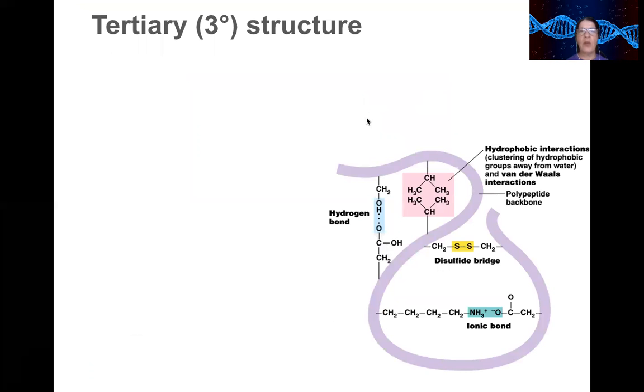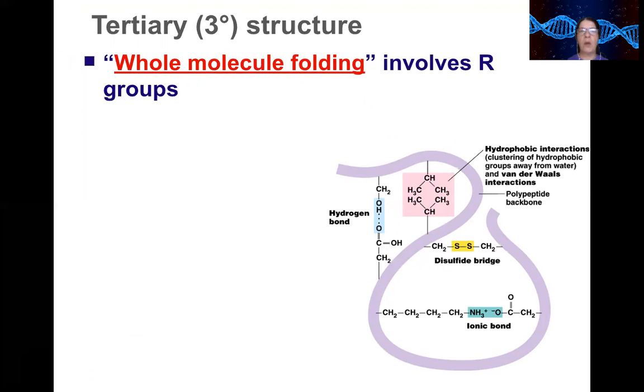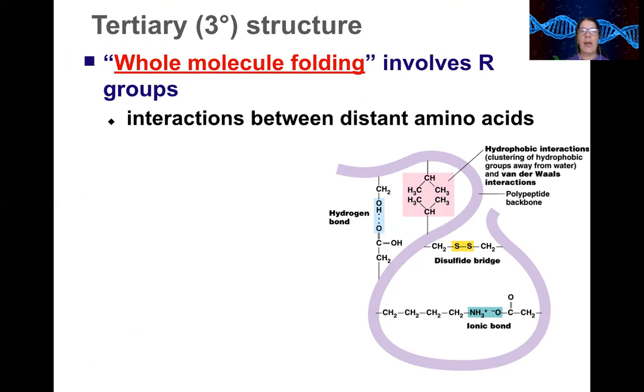Now, when we talk about the whole protein, we're talking about the 3D structure of a protein. We're talking now about tertiary structure. Tertiary structure is the whole molecule folding, and now it involves the side chains, the R groups. We are no longer talking about interactions between the backbone. Now we're talking about interactions between the R groups or the side chains of the amino acids. These interactions can involve amino acids that are quite far apart in the polypeptide chain because of that local folding that we talked about in the last class.